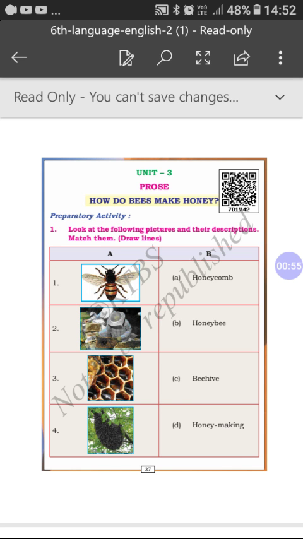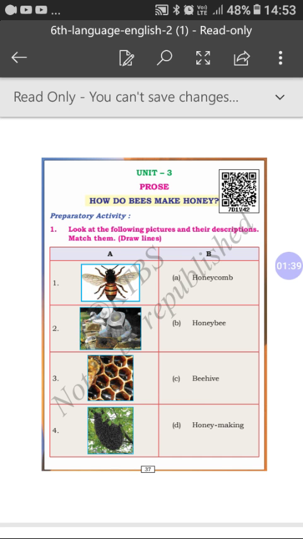For the picture A, there's a honeybee's picture shown. So the answer is B. From the B part, answer B, honeybee, matches with the first picture. The second is honey making. Some people are standing and doing something. What is that? They are preparing the honey from the honeycomb. Next, you see the picture of honeycomb, and the answer is answer A, honeycomb. The fourth picture is beehive. Beehive means the nest of the honeybees. Now, let's look at the next paragraph and we are going to start up the lesson now.